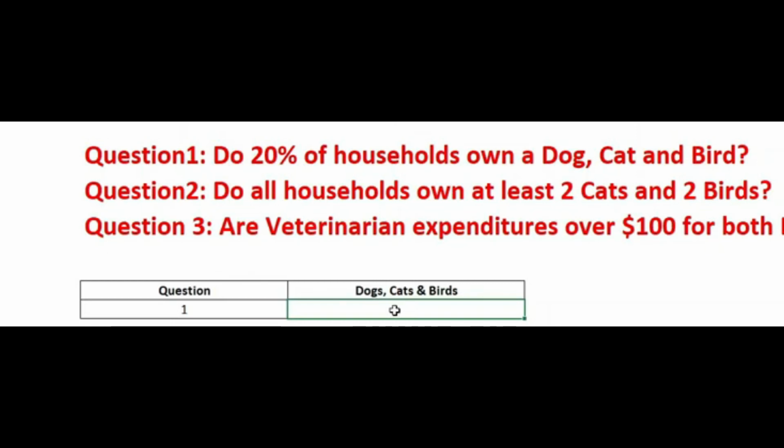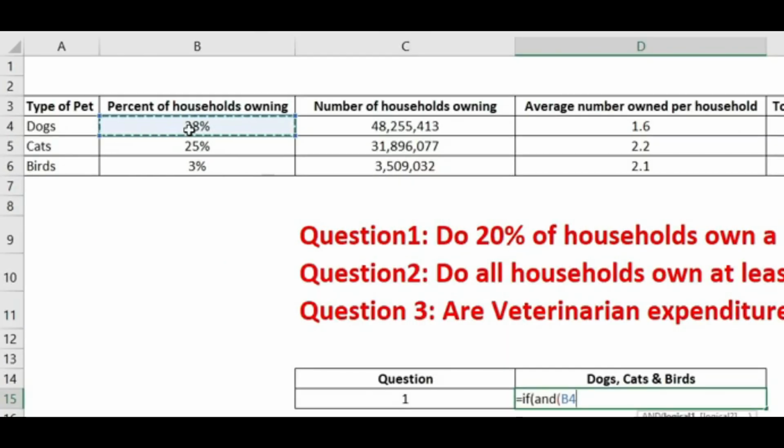Alright, so let's begin. Equals if, parentheses, and, parentheses. We'll go up to B4. We're going to put a greater than or equal sign, and then 20%, because that's what is required as the logical test threshold. Our comma. Then we're going to go to cell B5 for cats. We're going to do the same thing. Greater than, equal, 20%, comma.